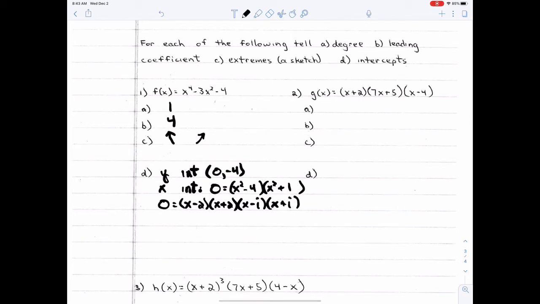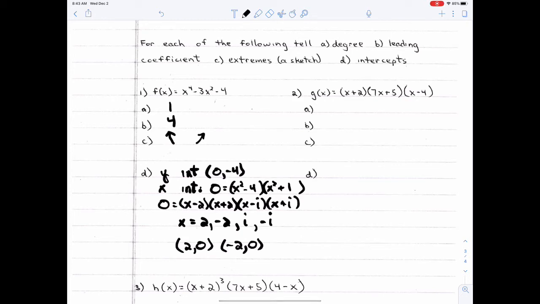So notice there are 4 zeros, but only 2 of them are x-intercepts. So 2 comma 0, well, you know what? I'll write out the zeros first. Okay, the zeros are going to be 2, negative 2, i, and negative i. But as far as x-intercepts go, it's only 2 comma 0 and negative 2 comma 0, because i does not plot on an xy axis system.